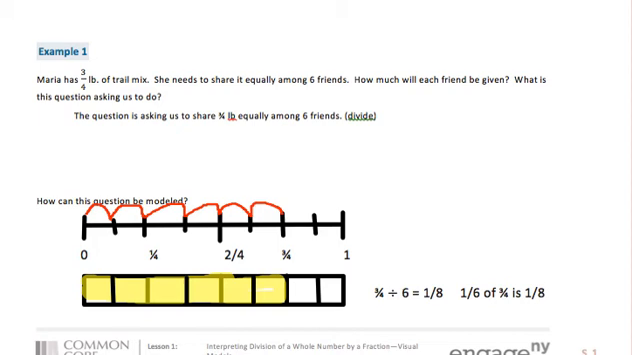This is an example of partitive division. You can tell because we were given the original amount of trail mix and how many parts of trail mix to make. We have this amount and we needed 6 parts. We needed to determine the size of each part, where the size of each part is less than the original amount.